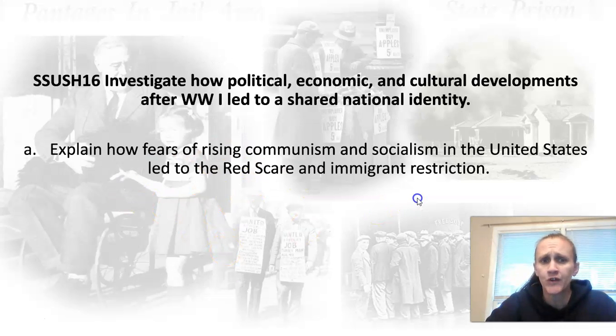All right, so let's focus on the first one. Standard 16a. Explain how fears of rising communism and socialism in the U.S. led to the Red Scare and immigrant restriction.